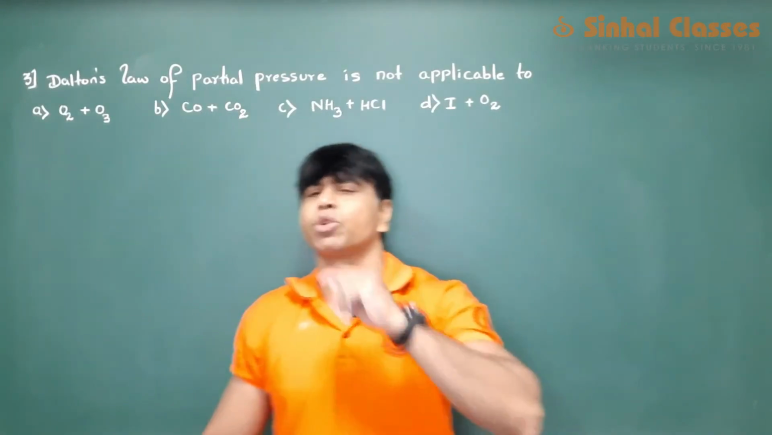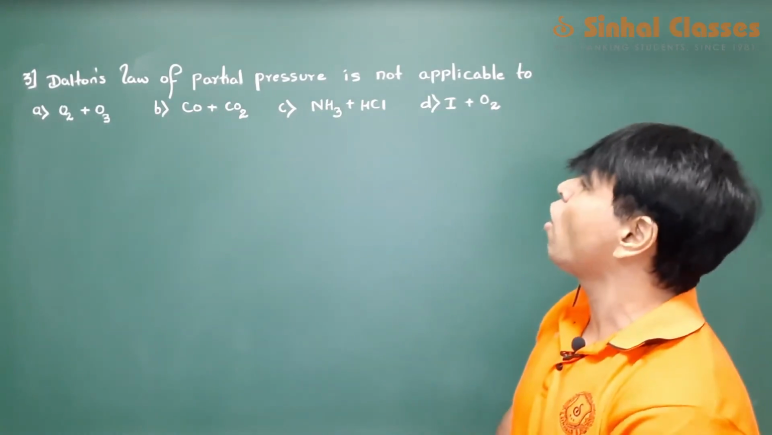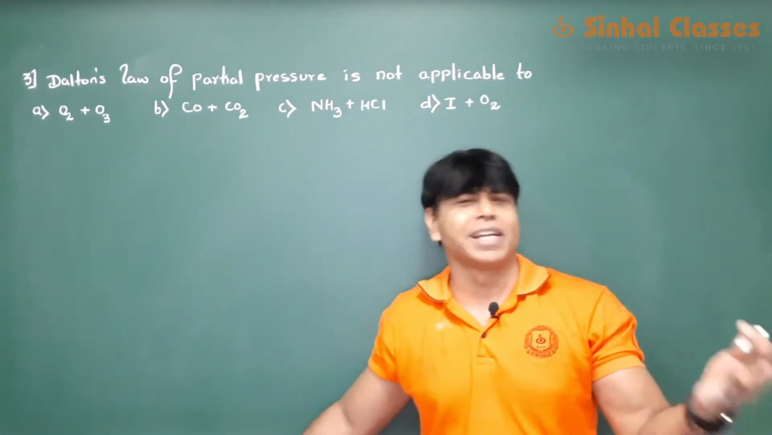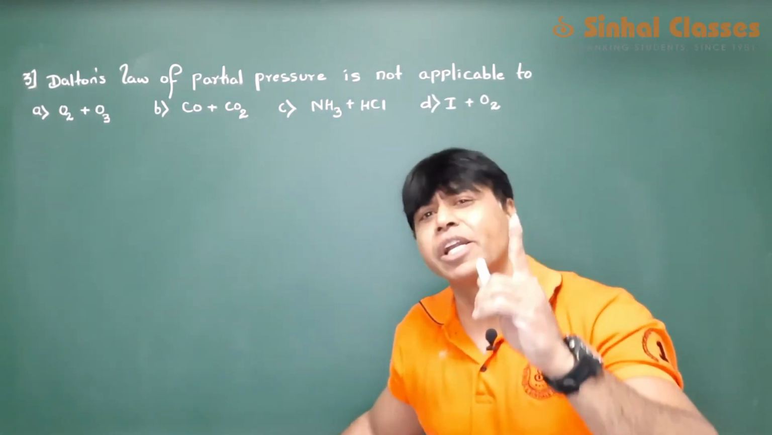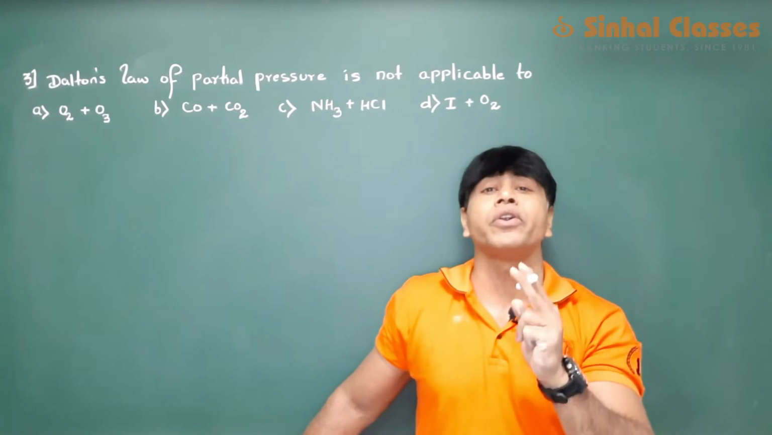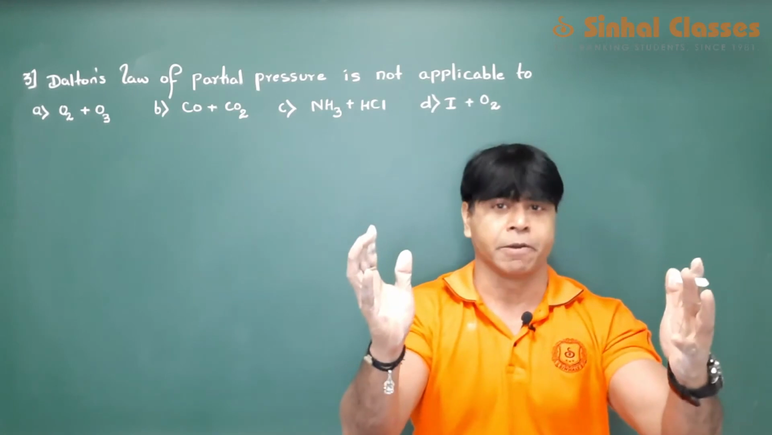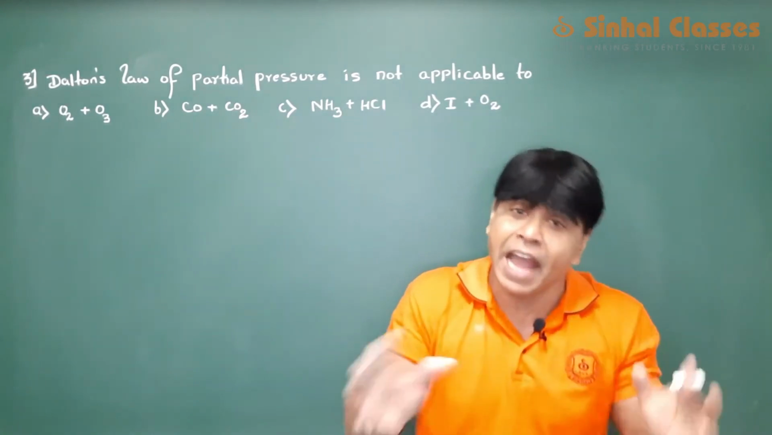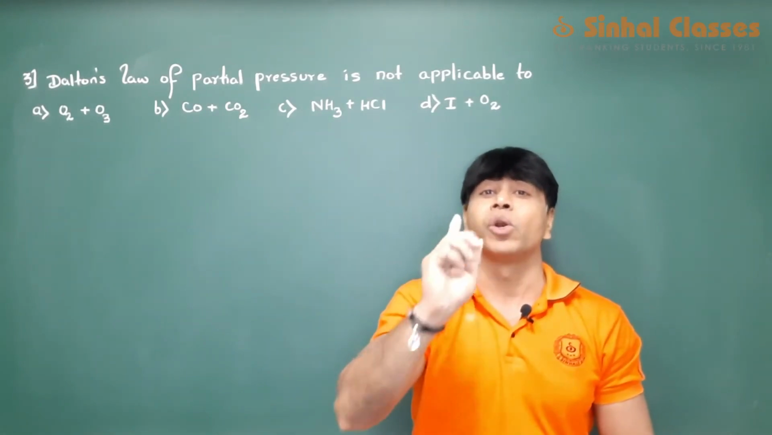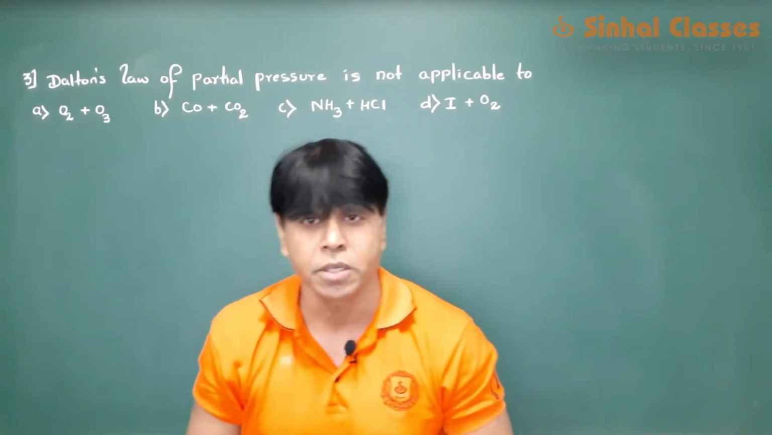Let's see one very simple question which might be asked in your exam. That is, Dalton law of partial pressure is not applicable to. Now this is a direct question. You know, Dalton law of partial pressure is applicable to non-reacting gases in a mixture. If the gases react among themselves to give you a new product, then it is not following Dalton law of partial pressure. So let's see the options.